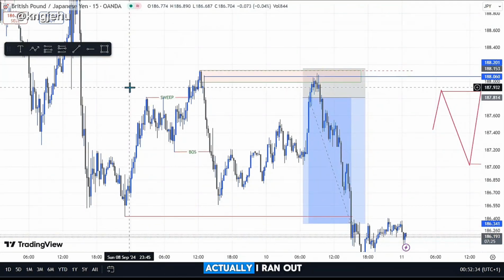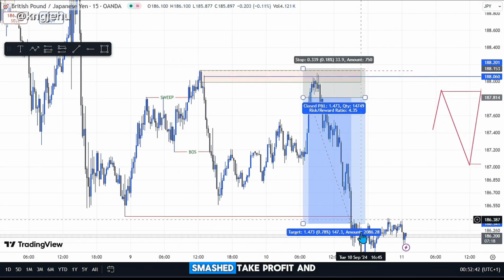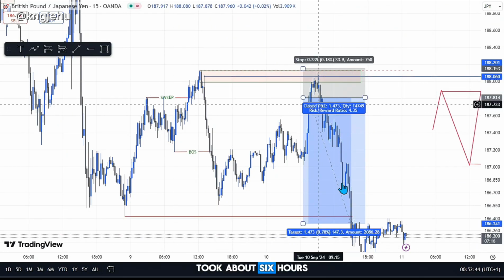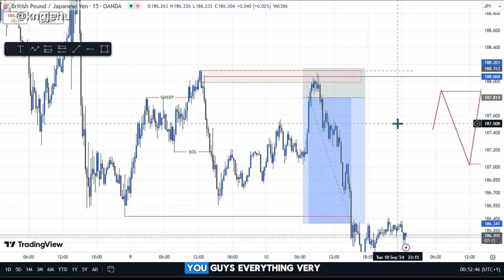Two were break even. Actually, I got out earlier. One was about to hit stop loss, but I went out with my break even, my few profit, and then one finally smashed take profit and beyond. This trade took about 6 hours to play out, and I'm going to show you everything as quickly as possible.